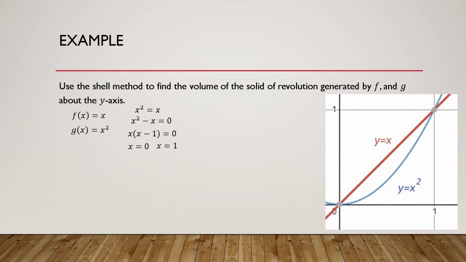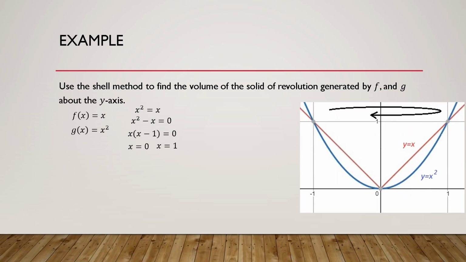Therefore, the volume of the shape formed by revolving the area between the functions around the y-axis equals the integral from 0 to 1 of 2 pi x times the quantity of x minus x squared dx. In this equation, x represents the radius of the shell, and x minus x squared the height of the shell. Like before, we can take the constants out of the integral, in this case 2 pi, then distribute the x into the parentheses.